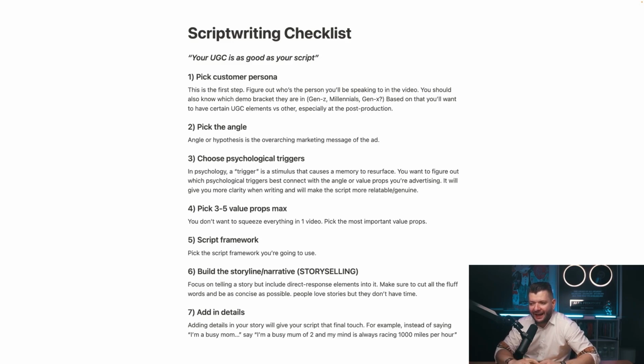And after that, you can add in details, right? For example, instead of saying, I'm a busy mom, you can say, I'm a busy mom of 2 and my mind is always racing 1,000 miles per hour, right? So you add some metaphors, you add some more visual things that can make your ads a lot more exciting. Once you have scripts like this, you'll be able to get UGC content that is actually designed to convert.